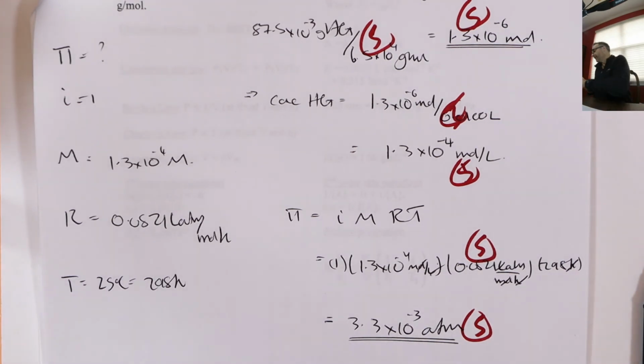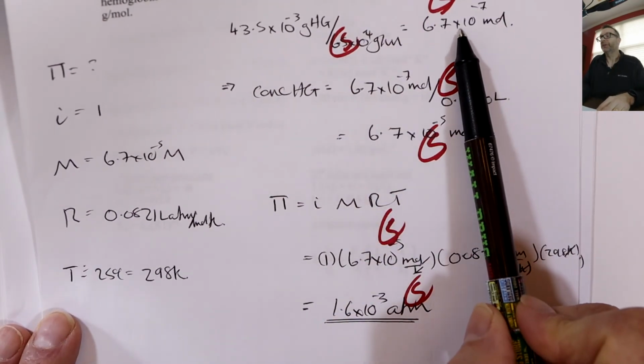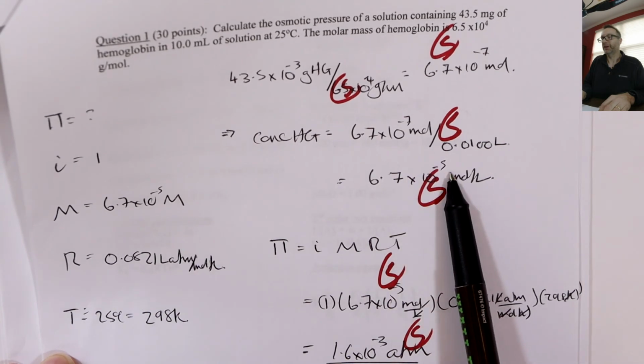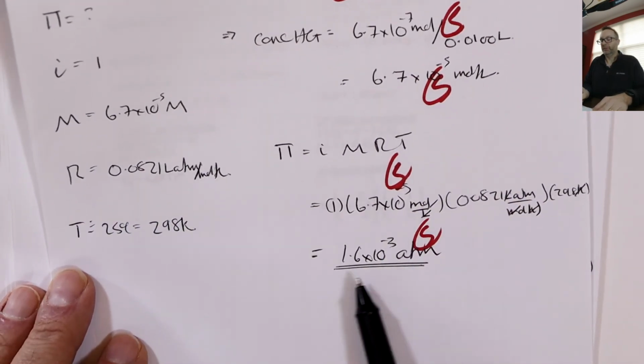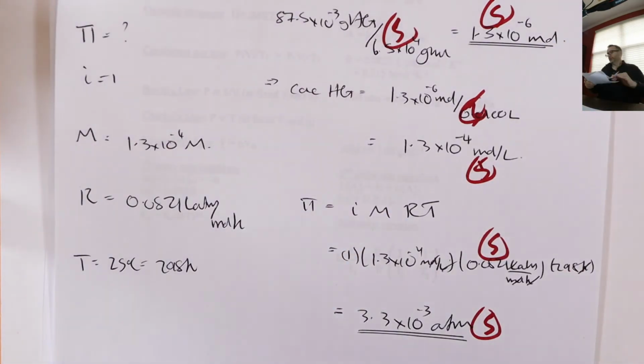On the other one, very similar, but obviously different mass, so a different number of moles, 6.7 times 10 to the minus 5, and then 1.6 times 10 to the minus 3 atmospheres. So again, feel free to pause when you're going through this to check your answers against mine.